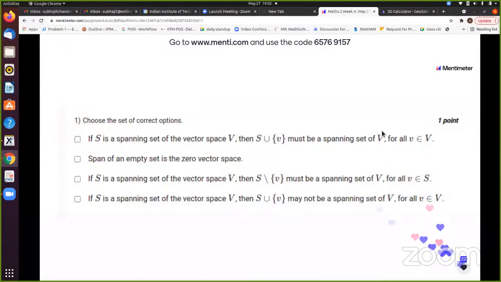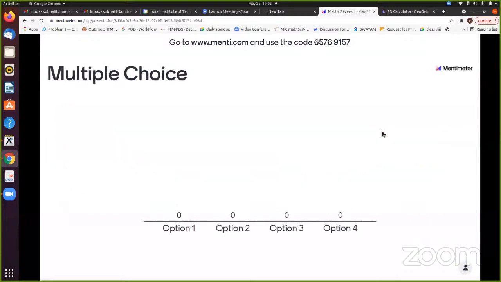Sir, I'm not able to select. Can you go to the next slide, sir? I will go to the next slide, then you can give your answer. So I am going to the next slide. Everyone has written down what the options are, because on the next page you will not see the options. I don't know how. So now you can post your options.